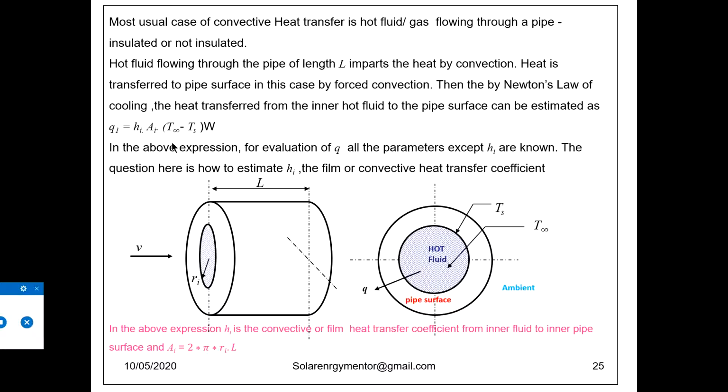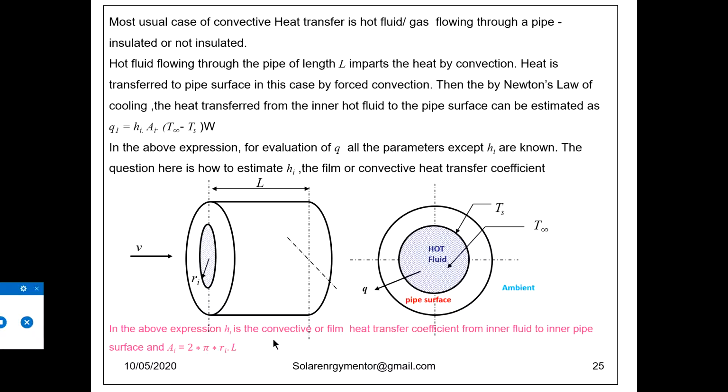Then by Newton's law, what is the equation here? Q is equal to hi Ai times (T infinity minus Ts), since heat is transferred from inside. Ai is the inner surface area, T infinity is the hot fluid temperature, and Ts is the temperature of the inner surface of the pipe. This is again in watts. In the above expression, for evaluation of Q, the parameters except hi are known. We need to evaluate Q, and we generally know Ai and the temperature difference. hi is not known. So the question here is how to estimate the convective heat transfer coefficient hi for the inside.